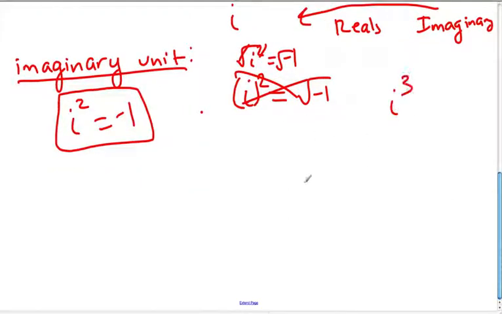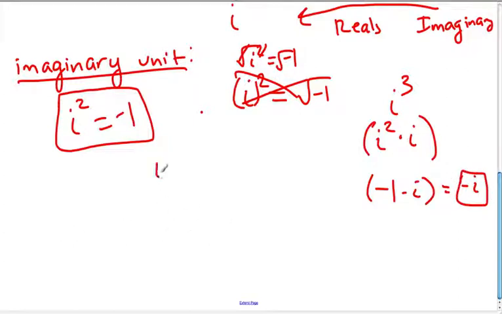Let's do another slightly harder one. i cubed. Now, i cubed is a little difficult to think about. So what I will do is I'm going to show you guys how to simply solve for i. We're going to use our imaginary unit, and then we're going to take that out of the i, and then all that's going to be left is i squared times i. Well, i squared is -1. So that becomes -1 times i, or negative i.